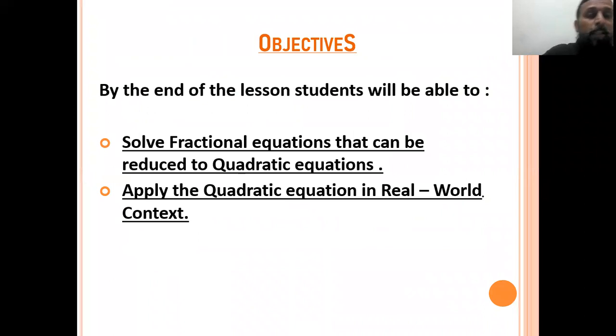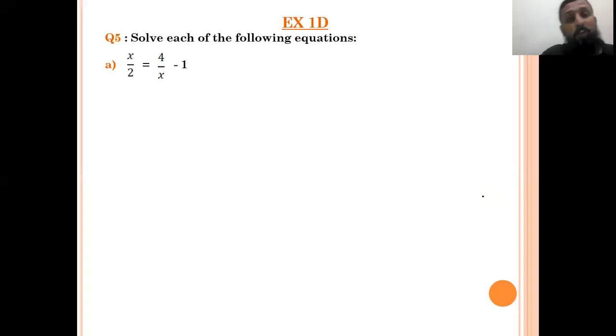Dear students, our learning objective for today, by the end of this lesson, you will be able to solve fractional equations that can be reduced to quadratic equations. Also apply the quadratic equation in real world context. So we will be solving some word problems as well today. So the first question, this is exercise 1D of your maths book 3. Question number 5, solve each of the following equations.